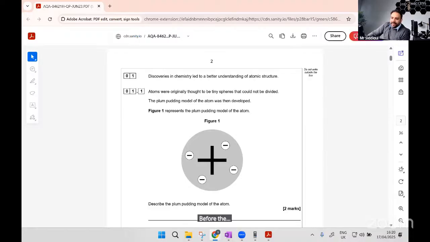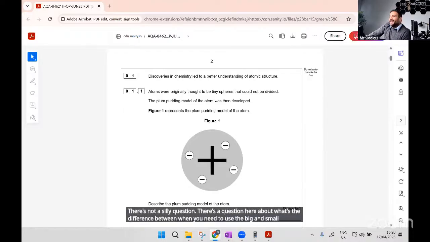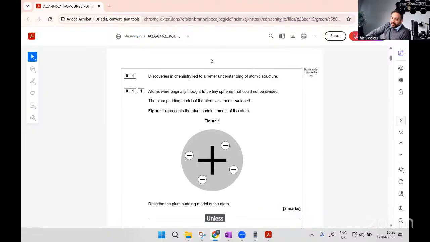There's not a silly question. So there's a question here about what's the difference between when you need to use the big and small numbers next to the compounds. I think the simple answer is that you never need to use the big numbers unless you're doing an atom economy question.